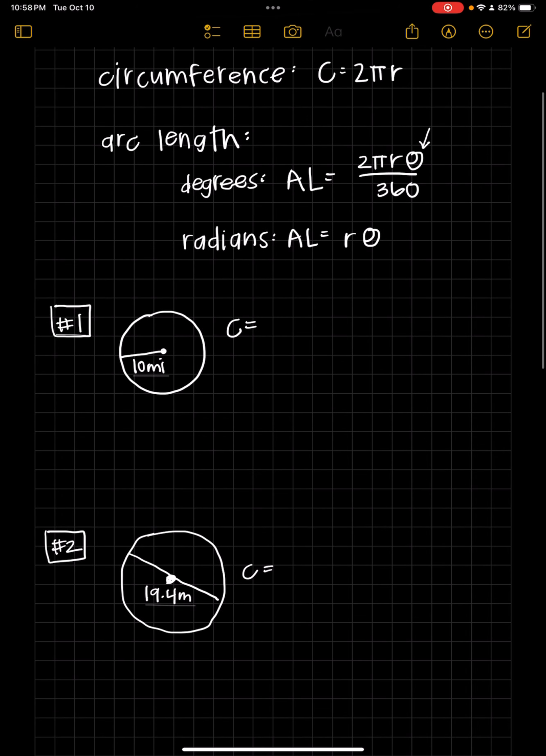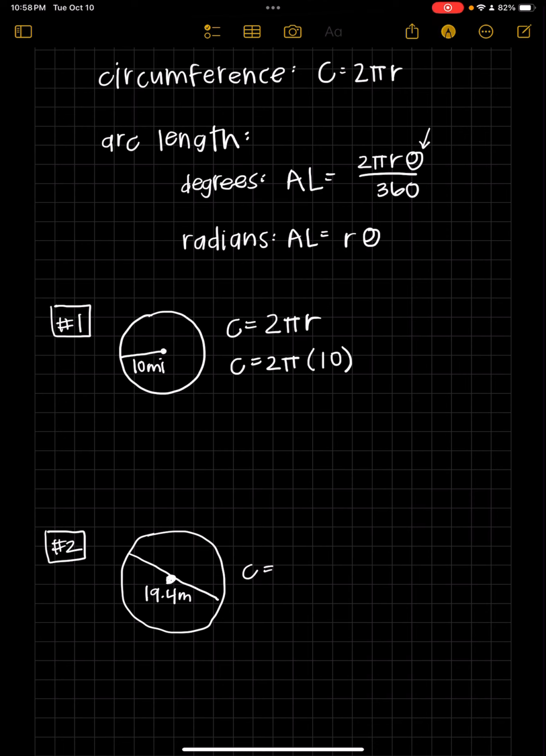The first example is asking us to find the circumference, and it gives us this circle with a radius of 10 miles. We know it's a radius because it goes from the center outward. So I'm going to just start with my circumference equation, which is C is equal to 2 pi r. And all I have to do is replace the r in this equation with what I know the radius is, which is 10. So I can write the equation C is equal to 2 pi times 10.